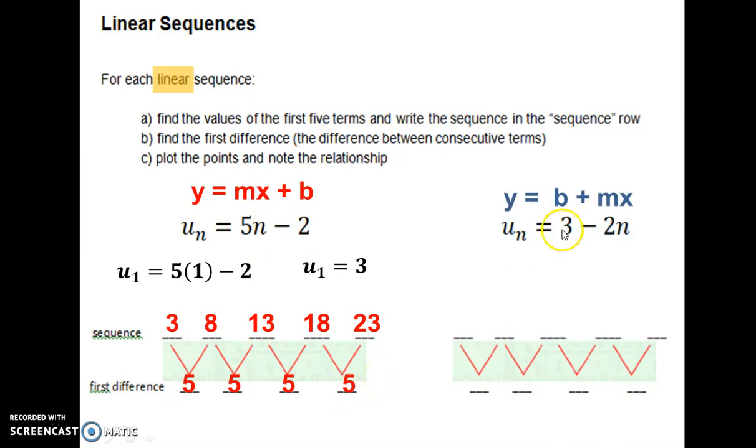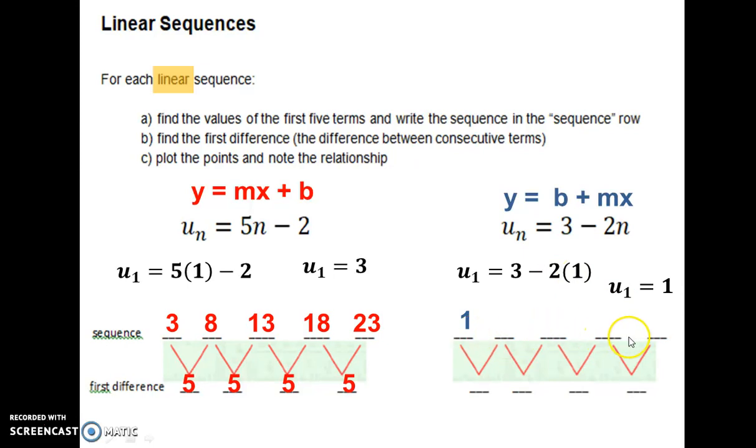So let's look at this one. It's the same thing, it's just written backwards, right? Here's your slope part. The part with the n is always your slope, the m, and the number that's alone without the n is always your y-intercept. So it's the same as y equals mx plus b, just backwards. So again, let's take a look. First, we're going to find u1. u1 is found by replacing this with 1, and then this is replaced with 1 because n is 1. So we have 3 minus 2 times 1, which is 1. So u1 is 1. That first term is 1.